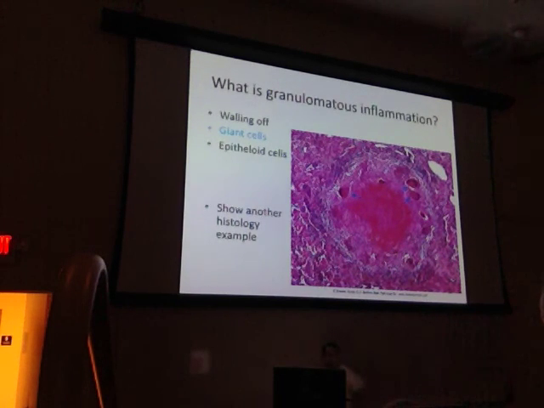Yeah? Why is that walling off? Is it like an accident? Because that can't help it heal. It's not an accident. It's, well, if we can't get rid of it, we're just going to wall it off so it doesn't do anything else, like spread. Okay.